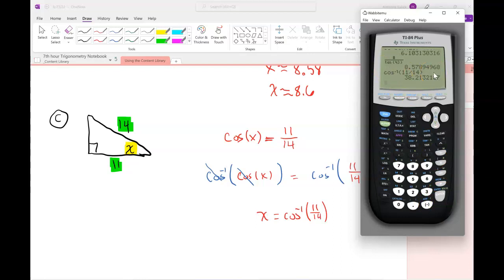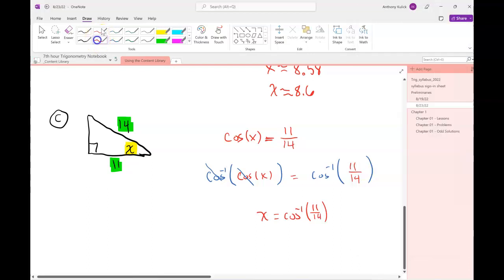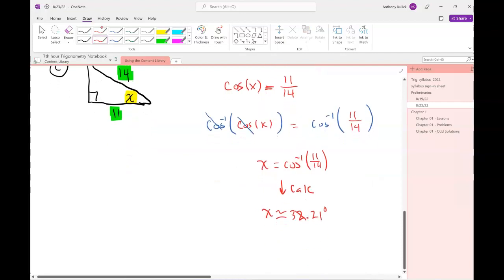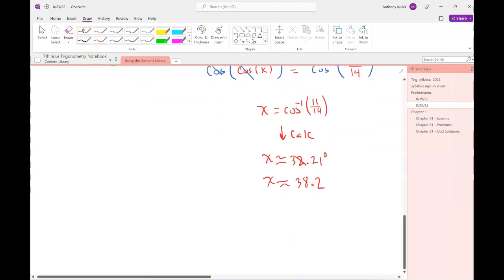So rounded to the hundredths place, I'd say my answer is 32.21, or 38.21, excuse me. Yay. Did it again. 38.21. Or to the tenth, we would say it's 38.2. Everybody's cool with that? Okay.